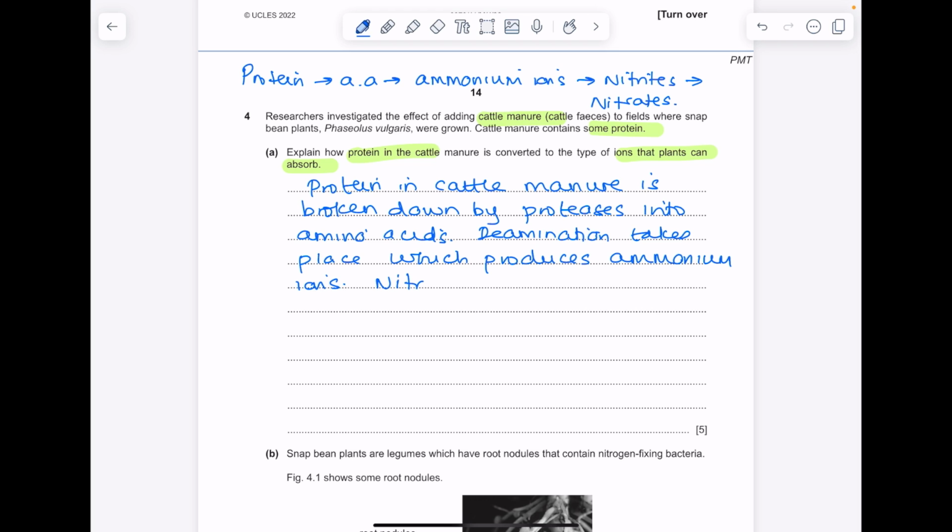Name the type of bacteria in the soil. It's nitrifying bacteria. Convert those ammonium ions into nitrites and then finally nitrates. You need quite an in-depth knowledge here of nitrification and protease use.